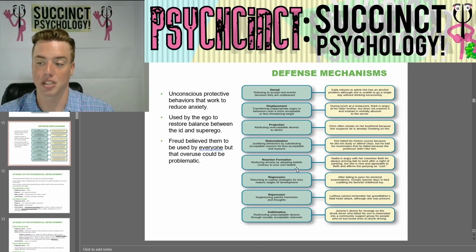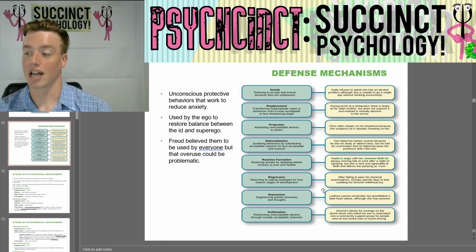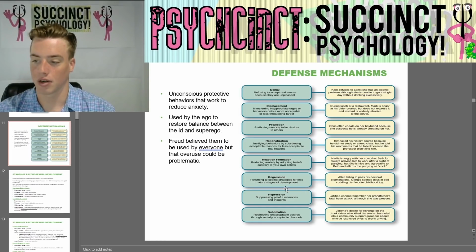The reaction formation, reducing anxiety by adopting beliefs contrary to your own beliefs. Nadia is angry with her coworker Beth for always arriving late to work after a night of partying, but she is nice and agreeable to Beth and affirms the partying as cool. So, next we have regression, or returning to coping strategies for less mature stages of development. After failing to pass his doctoral examination, Giorgio spends days in bed cuddling his favorite childhood toy. He's regressing back to his childhood state. Then we have repression, or suppressing painful memories and thoughts.